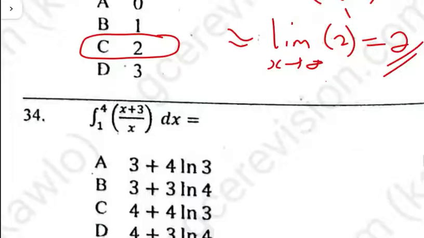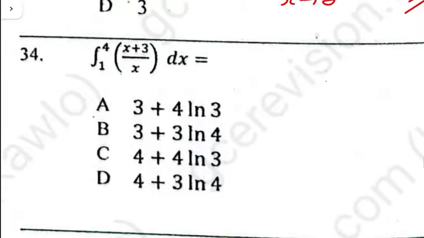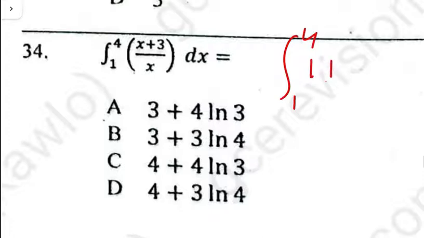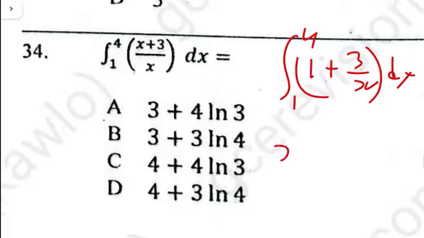Question 34. The integral from 1 to 4 of (x plus 3) over x, dx is equal to. So we can rewrite this as the integral from 1 to 4 of x divided by x, which is 1, plus 3 over x. Right, so we integrate, and we're going to have x plus 3 ln x, from 1 to 4.